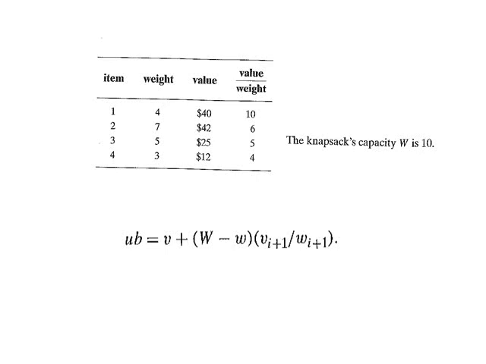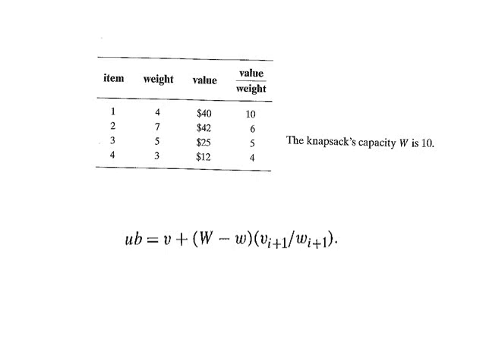Before that, the capacity of the knapsack given is 10, that is capital W is equal to 10. Then for calculating the upper bound we have a formula. Small v gives the value of all the items which are included in the knapsack, that is the summation of all these values, plus capital W, the capacity of the knapsack, minus small w, the weight of all the items that are included in the knapsack.